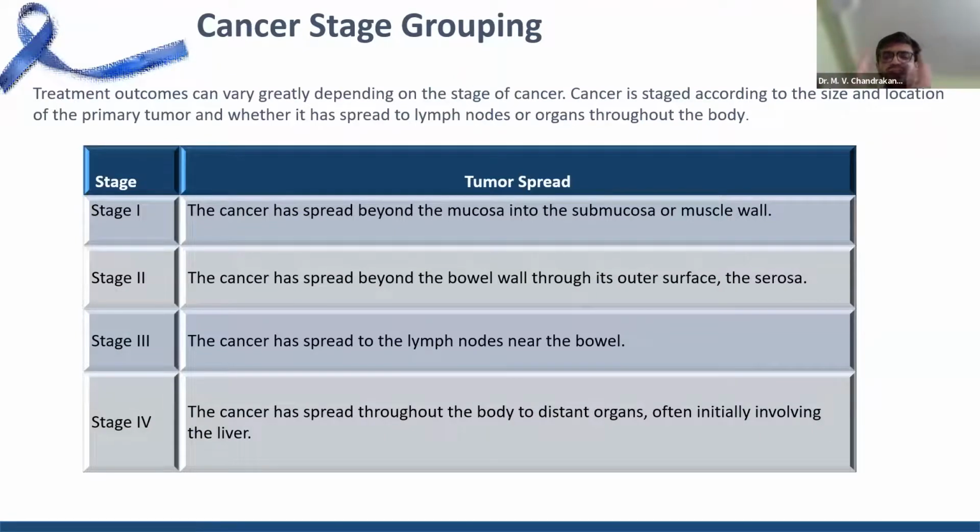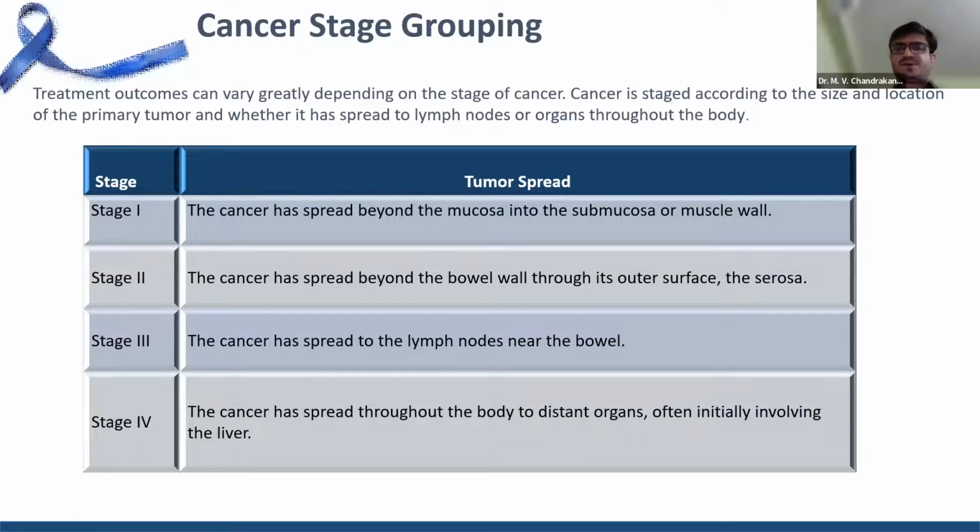For any cancer, even colon cancer has 4 stages. Stage 1 is when it is confined to the mucosa. Stage 2 is when it has gone into the muscle, but has not ruptured the outer layer or serosa. Stage 3 is where we have nearby lymph nodes involved. And stage 4 is where it has spread to other organs. The usual organs are the liver and lung. These are the organs it spreads to.